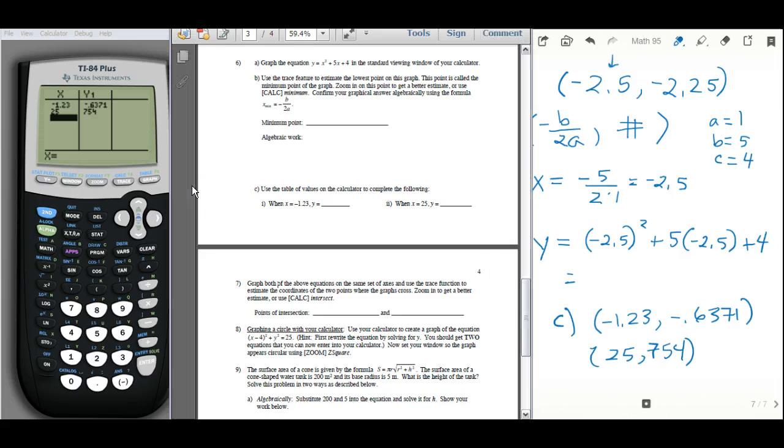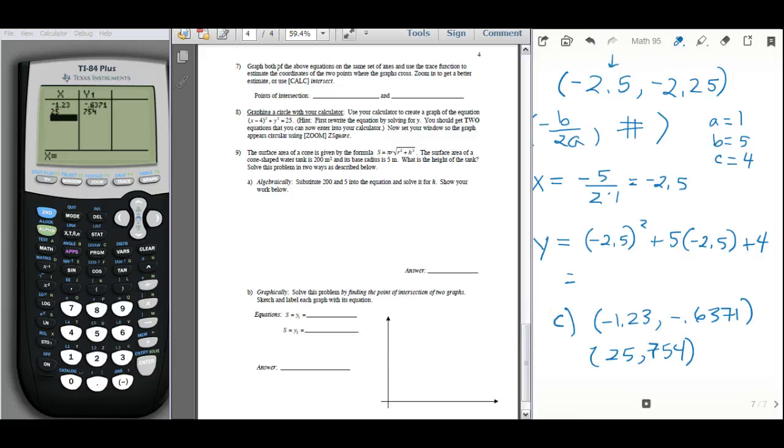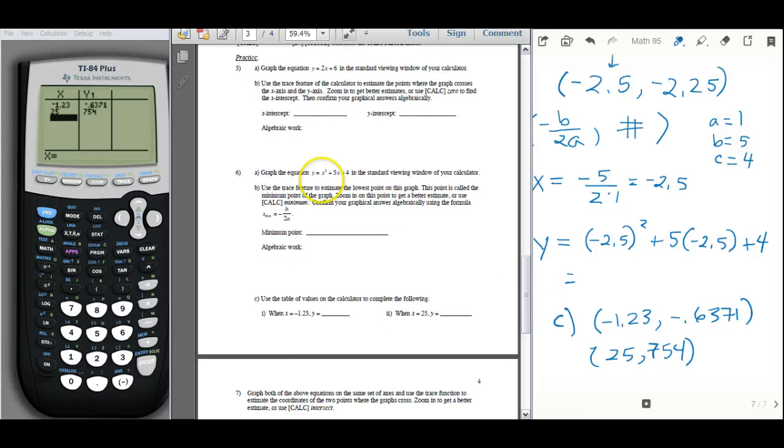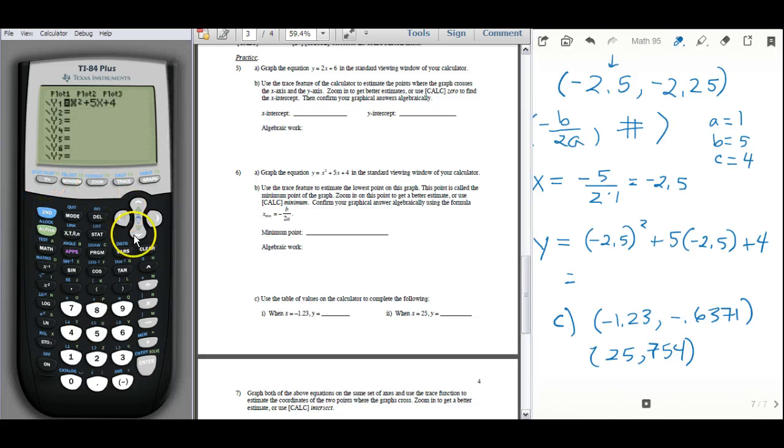All right, so now let's move on to the last page. So let's graph both of the above equations. When they say both the above equations, that means equations from number 5 and number 6, right? 5 and 6, this line and this parabola. So let's go back to y equals for a second. I already have the parabola. Let's go ahead and input the line 2x plus 6.